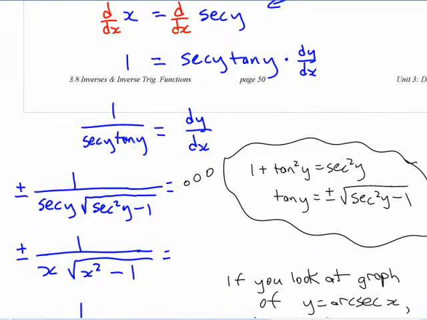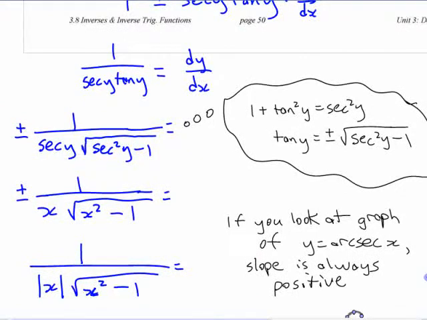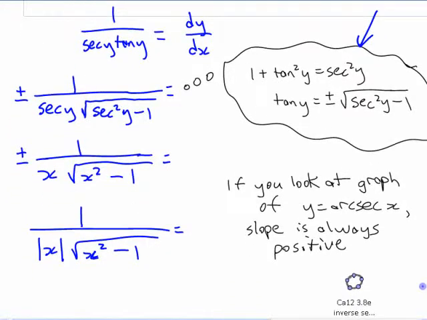You need at least one identity here from grade 12 math: 1 plus tan squared is secant squared. So you could change this around so that tan y is the square root of secant squared y minus 1. We don't know that it's always positive yet, so that's why I'm leaving this plus or minus in. Before, we said we're just going to do the positive because, by looking at the graph, it's always positive.